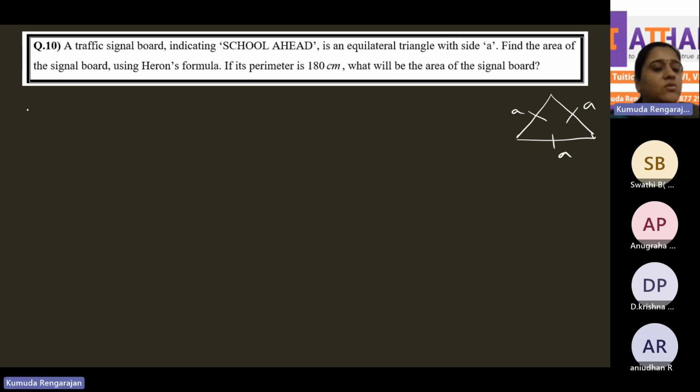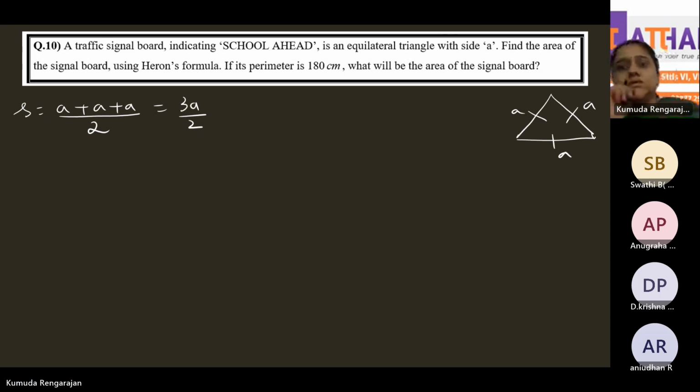Don't write now. So what is the semi-perimeter? Add all the sides and divide by 2, correct? This is the semi-perimeter, so that will be 3a by 2. We should first find s, which is the sum of all three sides, a plus b plus c, by 2. But all the three sides are equal, so it will be a plus a plus a by 2. So 3a by 2. This is the semi-perimeter.